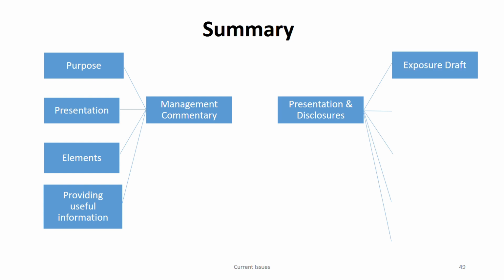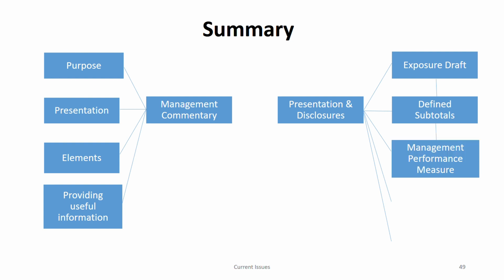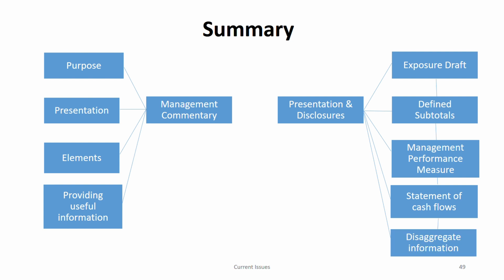Under this, we went through the exposure draft. All these things are under the exposure draft. What is it? Define subtotals, the three subtotals that you are supposed to define. I have illustrated it also from the statement of profit and loss. Then the management performance measure. How do you present it? All this is on the exposure draft. Subtotals, management performance measure. Then statement of cash flow, right? Some choices were there, now it is not there anymore. And finally, the disaggregated information.